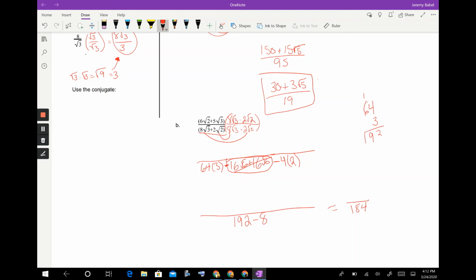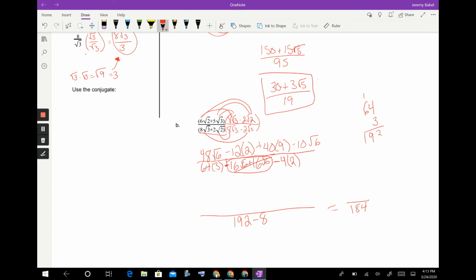Then we've got to multiply the numerator. All right, so first times the first. 6 times 8 is 48. Root 2 times root 3 is root 6. That's the first times the first. Outer times the outer. So 6 times negative 2 is negative 12. Root 2 times root 2 is 2. And then inner, 5 times 8 is 40. Root 3 times root 3 is 3. And then last, 5 times negative 2 is negative 10. Root 3 times root 2 is root 6.